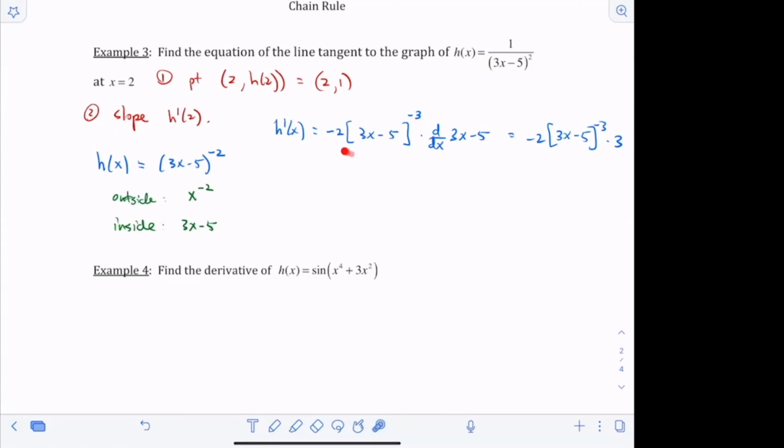I will always, at the beginning, write this part where I multiply by the derivative of the inside function. So the inside function, you'll see it there, and you should see it here as well. It's only in the next step that I calculate the derivative. Okay. Great. So now what I want is the slope at the point x equal to 2. So I'm going to plug in the 2. This is going to give me negative 2 times 1 to the negative 3 times 3. And that's just equal to negative 6.